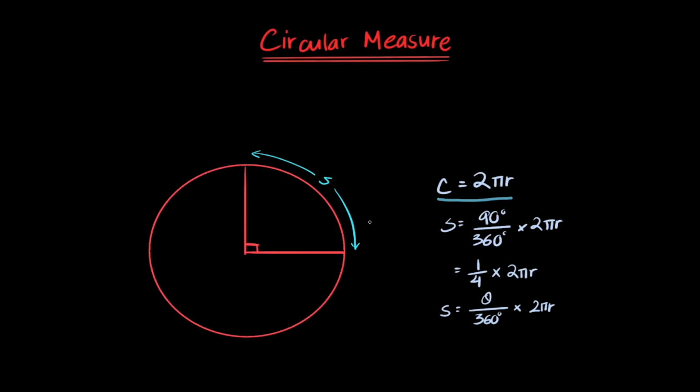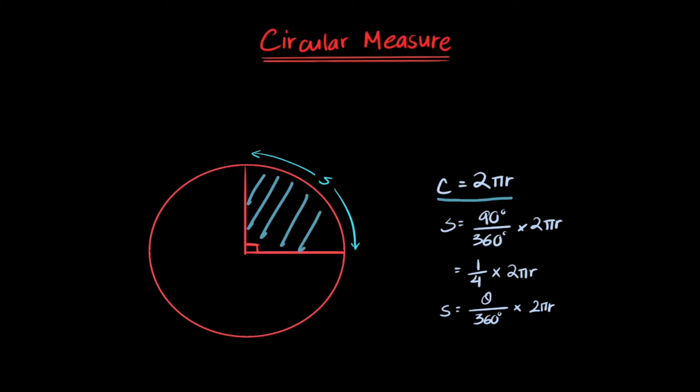However, what if we simply wanted the length of this minor arc, this part? The length of the arc, which is denoted by S. Then rather than being concerned with all 360 degrees of the circle, we should rather focus on this sector only. So how do we do that?